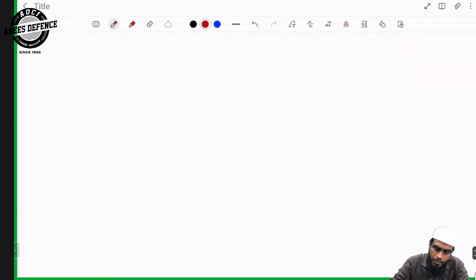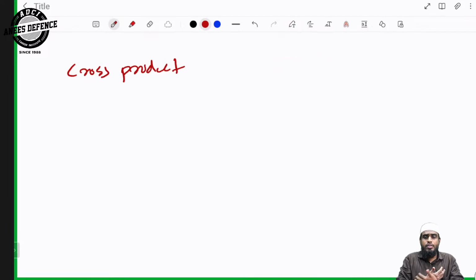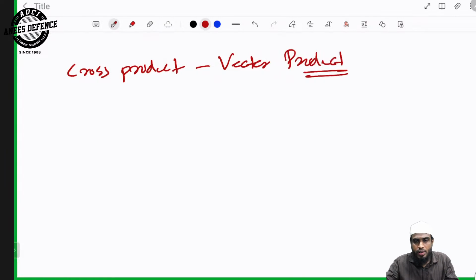Then cross product. When you are calculating the cross product of two vectors, you will get a third vector. So when you are doing the cross product of two vectors, you are getting a third vector. The result is also a vector. So we can call this product the vector product. Another name is vector product.